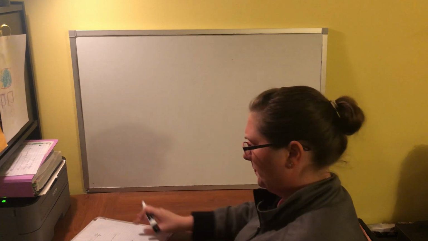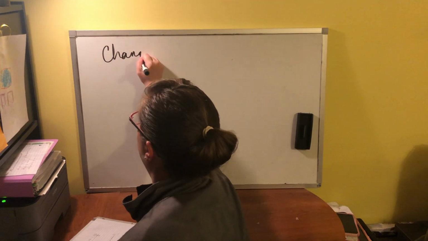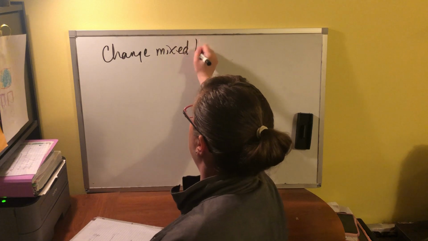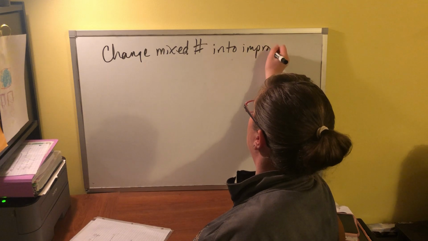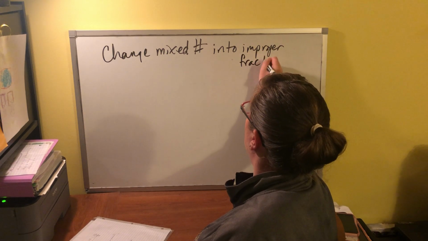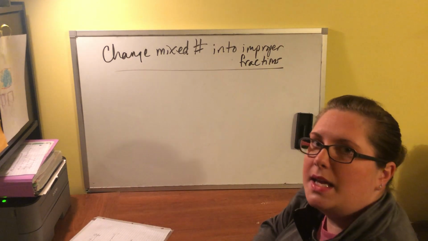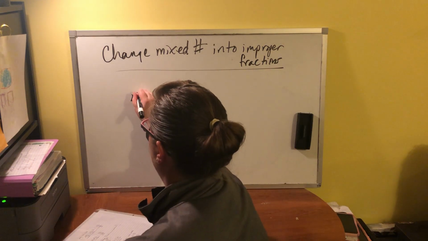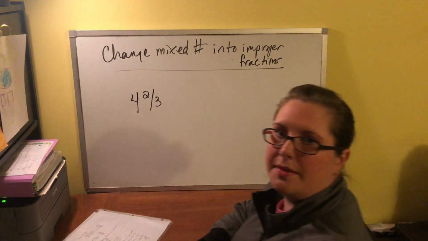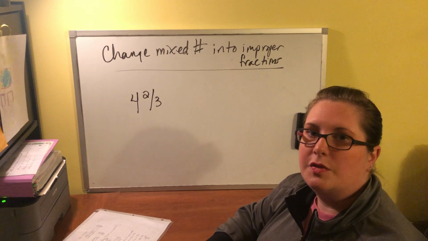Something else that you have to be able to do with these problems is to change mixed numbers into improper fractions. We need to be able to do this to multiply and divide mixed numbers, which is what we're going to get into next. So this is my second circle method that I'm going to teach you. It's different. You need to study the difference between the two.